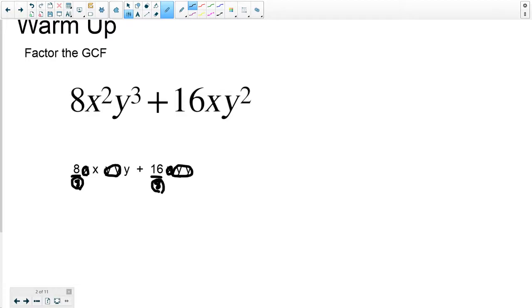Now I can take all of the things that are circled and write them outside of the parentheses. So I would get 8 out here. I have one x circled and I have y circled twice, so y squared. Inside the parentheses is whatever's left. 8 divided by 8 is 1, I have no need to write that, but I have an x and a y here. On the other one, 16 divided by 8 is 2. Everything is circled, so I am done. Here is the greatest common factoring of that expression.